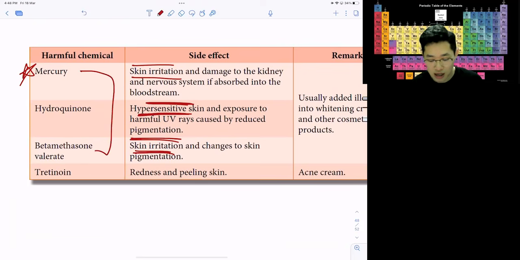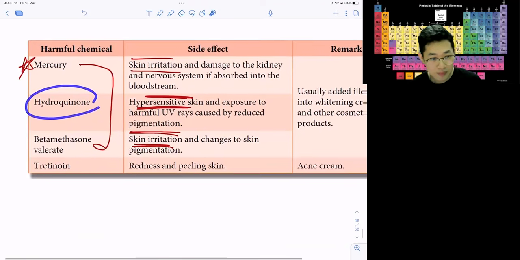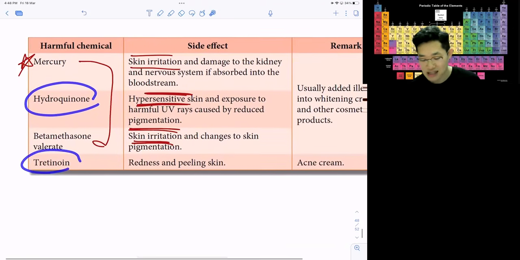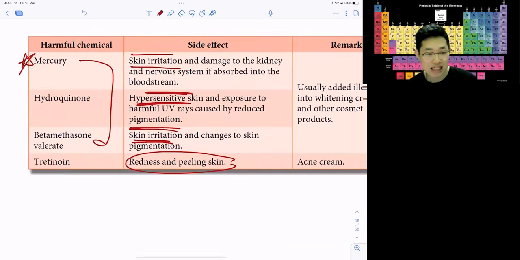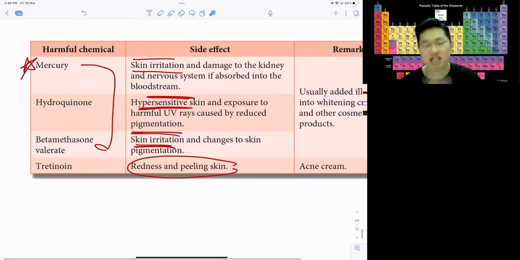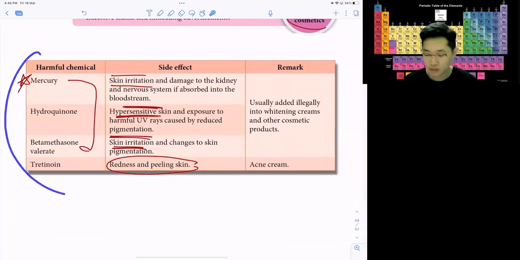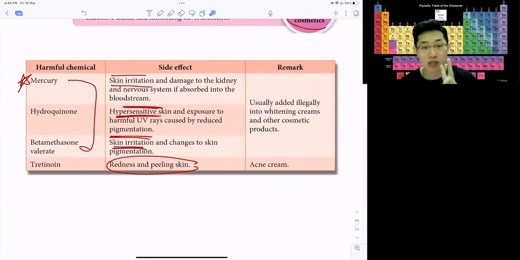So these two are skin irritation. Hydroquinone is hypersensitive skin, and tretinoin is redness and peeling skin. But of course, if you can't remember in the exam, it is just one mark. They won't ask you a lot for this part. It's like one mark or maybe two marks only. So when they ask side effect and you forgot already, you just throw in skin irritation and pray.